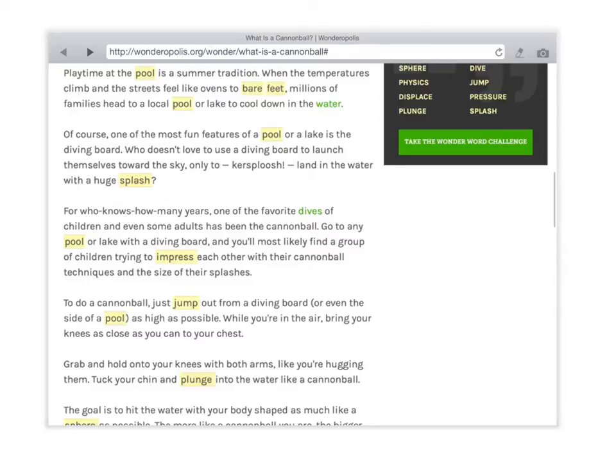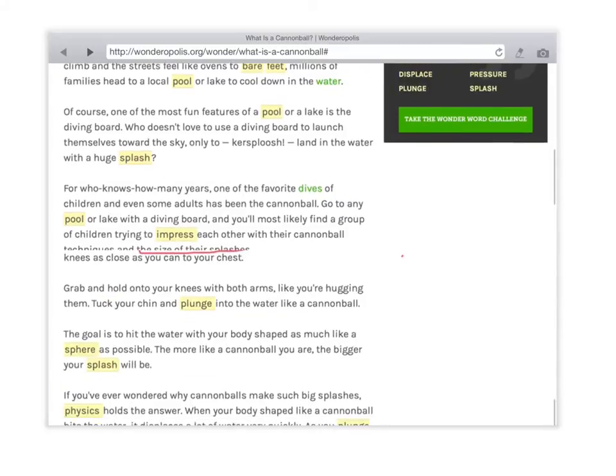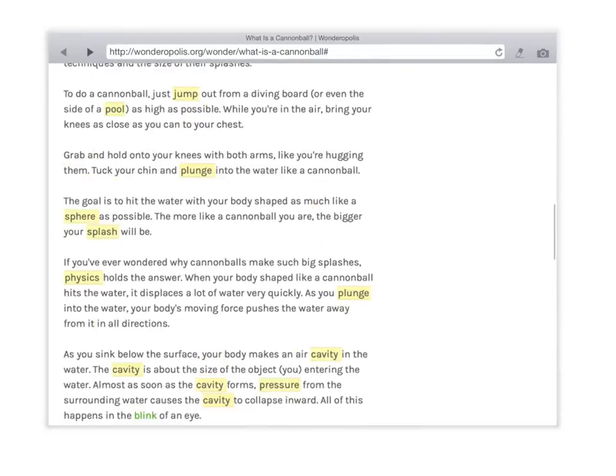Go to any pool or lake with a diving board and you'll most likely find a group of children trying to impress each other with their cannonball techniques and the size of their splashes. To do a cannonball, just jump from the diving board or even the side of a pool as high as possible. When you're in the air, bring your knees as close as you can to your chest.